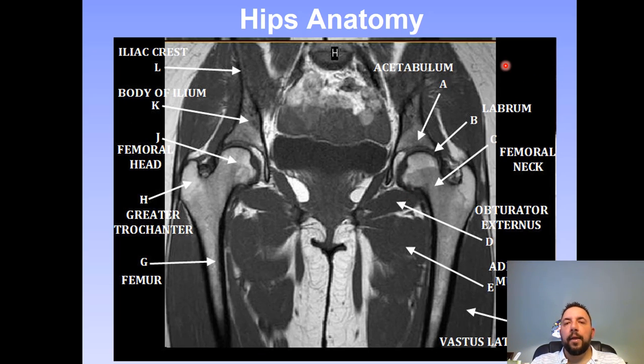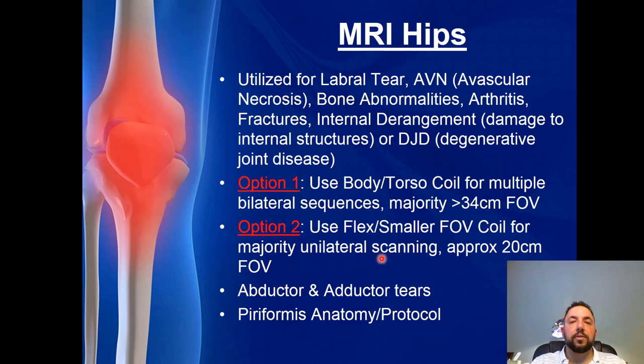Often we'll see a referring physician that will order an MRI of the hip, but he or she will indicate for evaluation of the adductor muscles, and you want to make sure that your coverage goes inferior enough to cover the entirety of the adductor muscles. So for hips, utilized for labral tear, again, there's that AVN again, right?